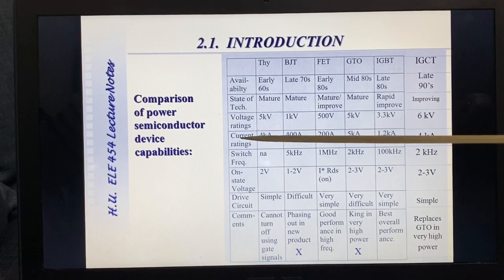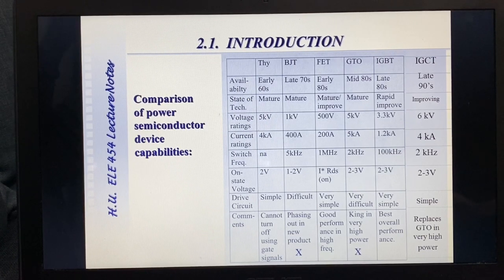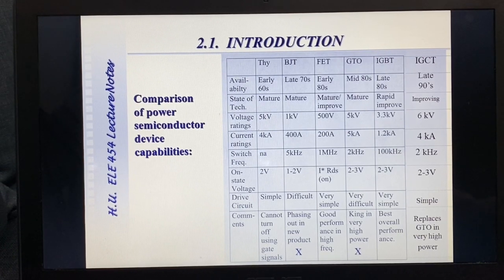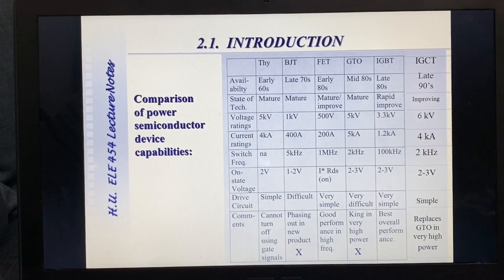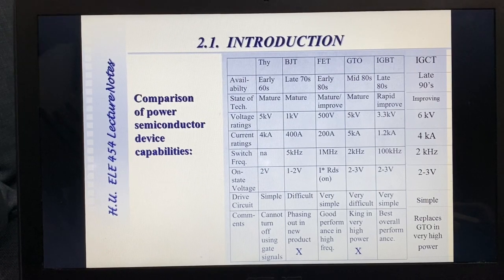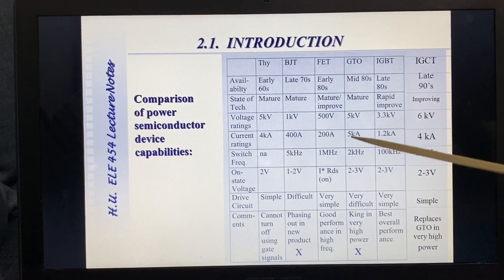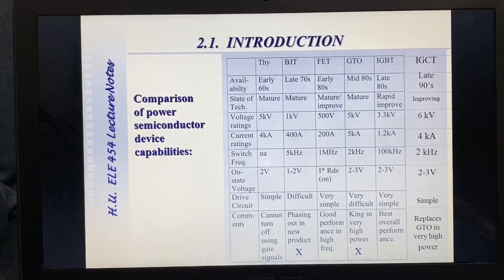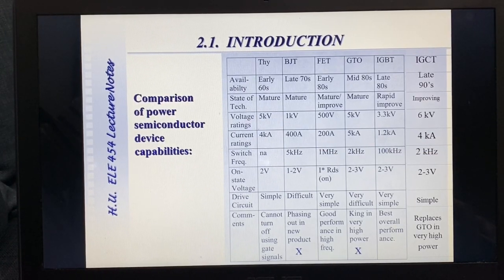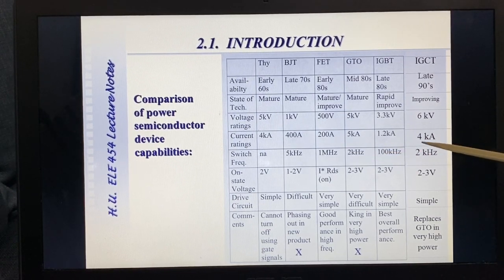But these current ratings are the absolute maximum values and are not related to the voltage ratings. For example, it is hard to find a 500 volt MOSFET which has a 200 amp RMS current rating. But rather than this, a 100 volt MOSFET may have a 200 amp RMS current rating. So these are the maximum you can find commercially.